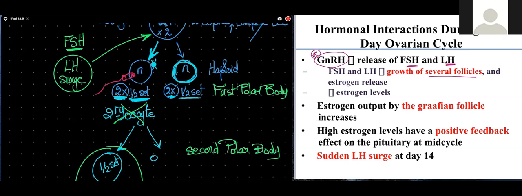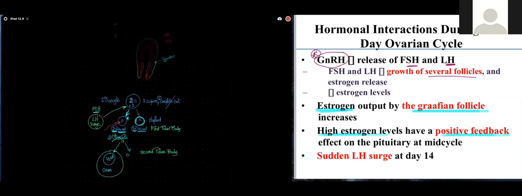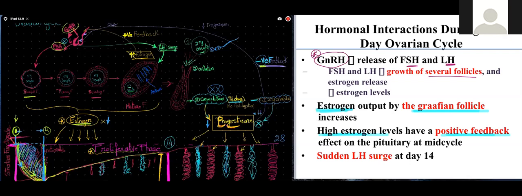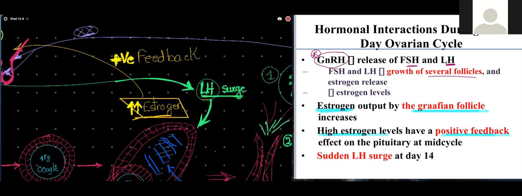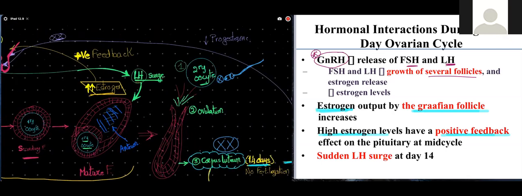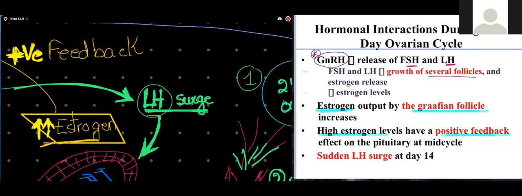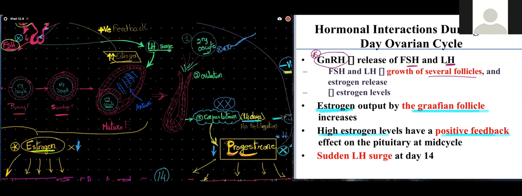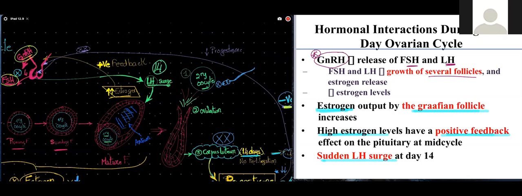Here, the Graafian follicle or the vesicular follicle is going to be releasing large amounts of estrogen. This high estrogen level is going to have a positive feedback, as we've mentioned earlier. See on here, estrogen will have a positive feedback on the hypothalamus that enhances it to release lots of LH. We call this sudden rise of the LH levels the LH surge, and it takes place on day 14, if you remember.